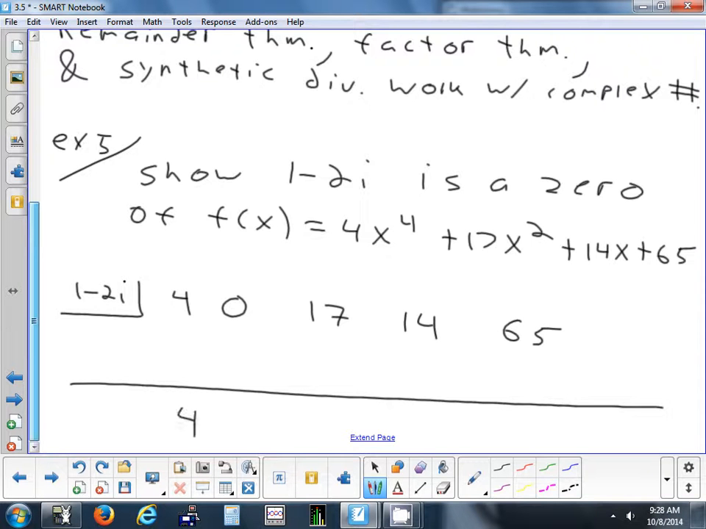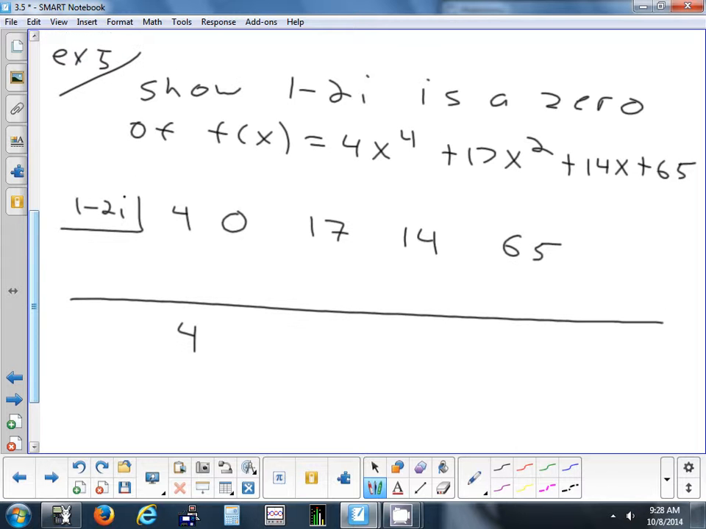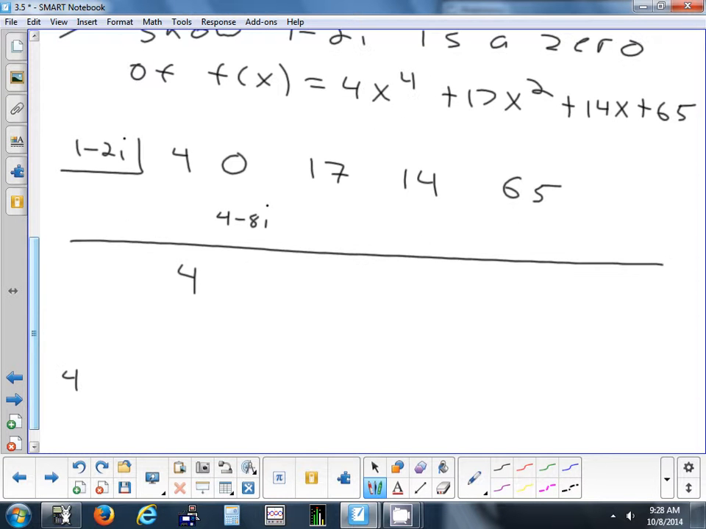So bring down my 4. And this part, it can be a little tough to do all the distributive in your head. So if you have trouble with it, you could do it off to the side. But I'm going to do 4 times 1 is 4. And 4 times negative 2i is negative 8i. So when you have to multiply a real number times a complex number, you don't have to use FOIL. It's just a simple distributive property. And that's it. Okay. Now we add these up. 0 plus that gives me 4 minus 8i.